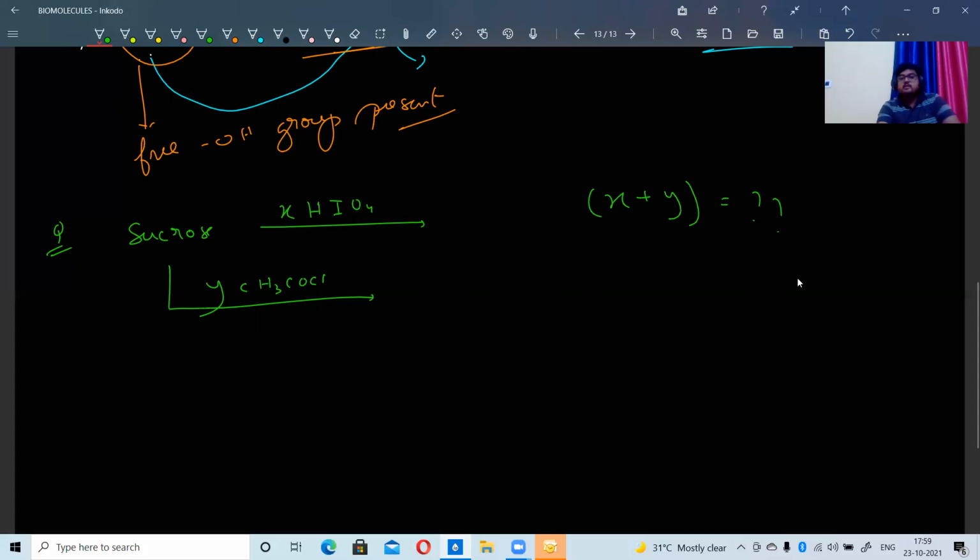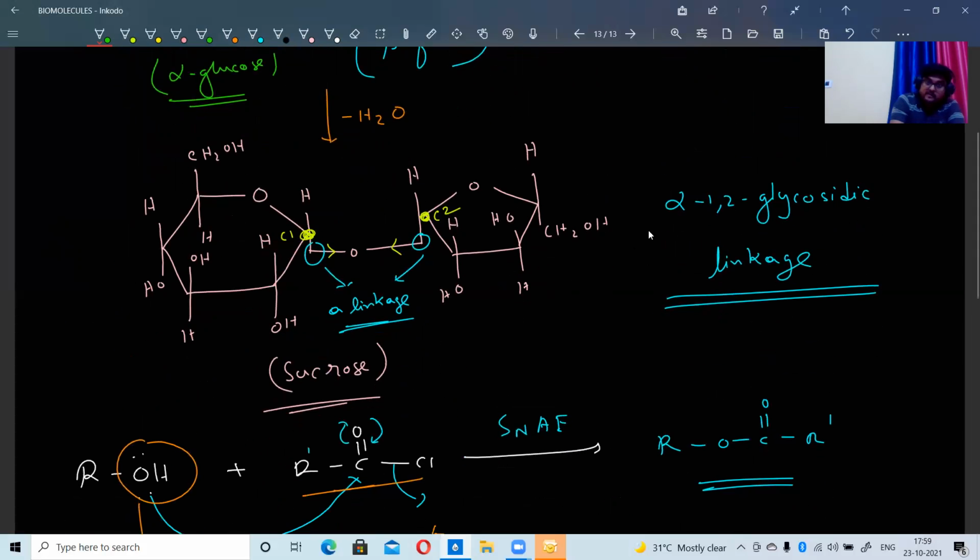Done this one. Now, how can you solve? CH3COCl reacts with free OH. Now, how many free OH are present? 1, 2, 3, 4, 5, 6, 7. Just mark all the free OH. That is the main funda. First, you have to mark how many free OH groups are present. Is it clear? Any doubt? This stuff is clear.